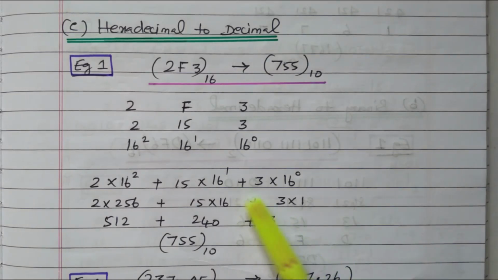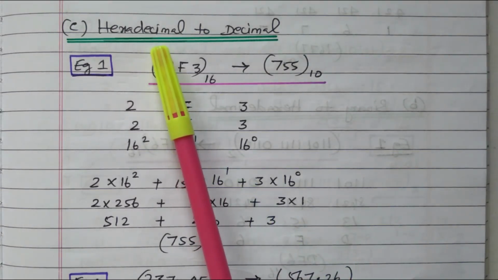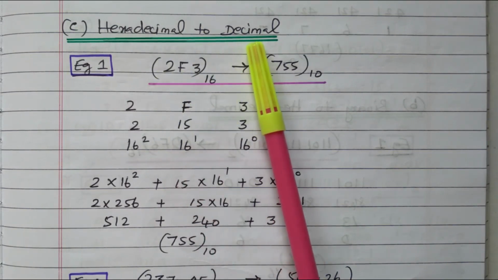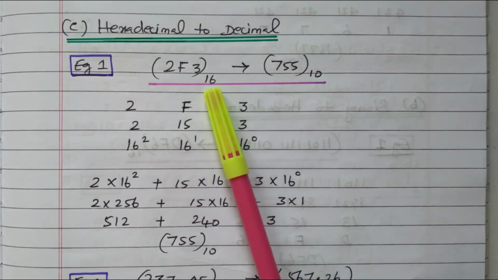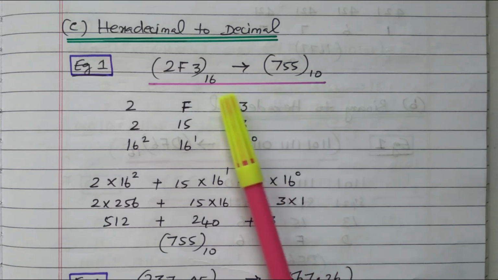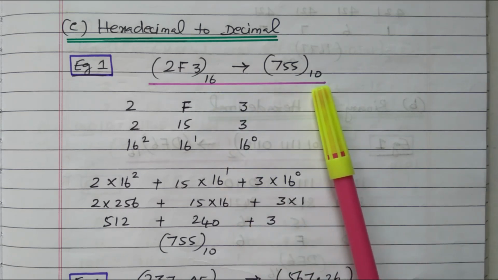Welcome viewers, in this video we will see the number base conversion from hexadecimal to decimal. Hexadecimal means base 16, decimal is base 10. So converting from base 16 to base 10.